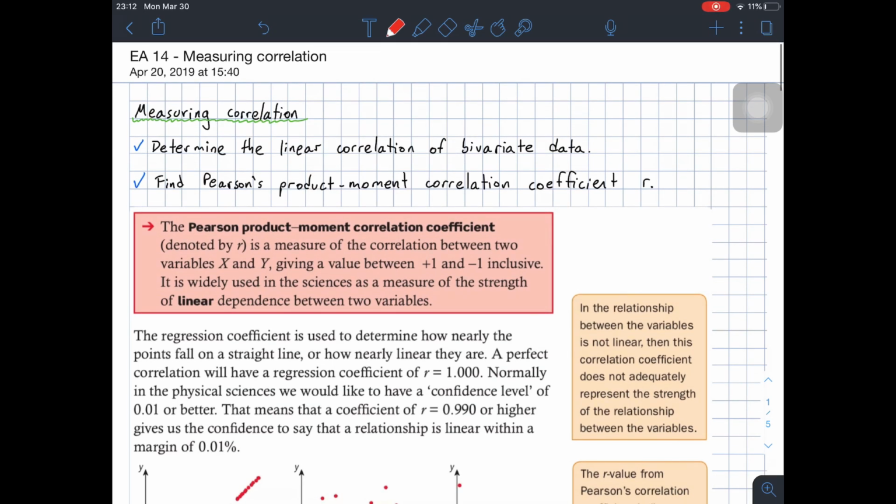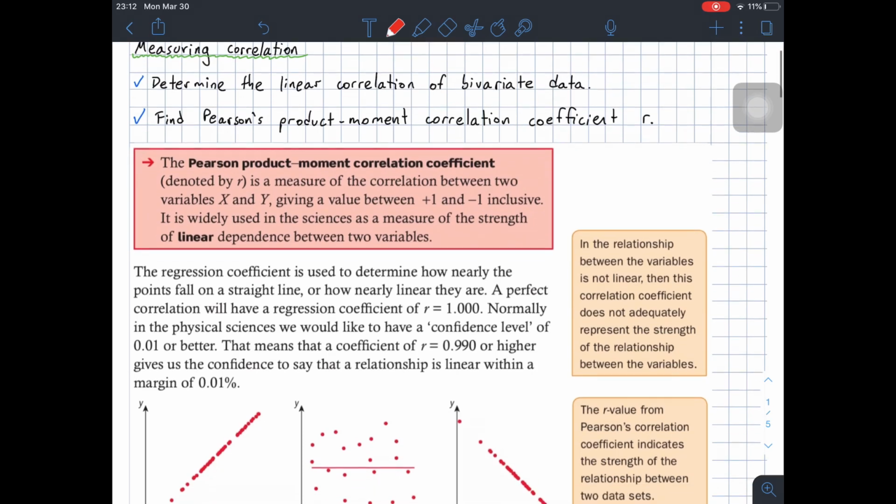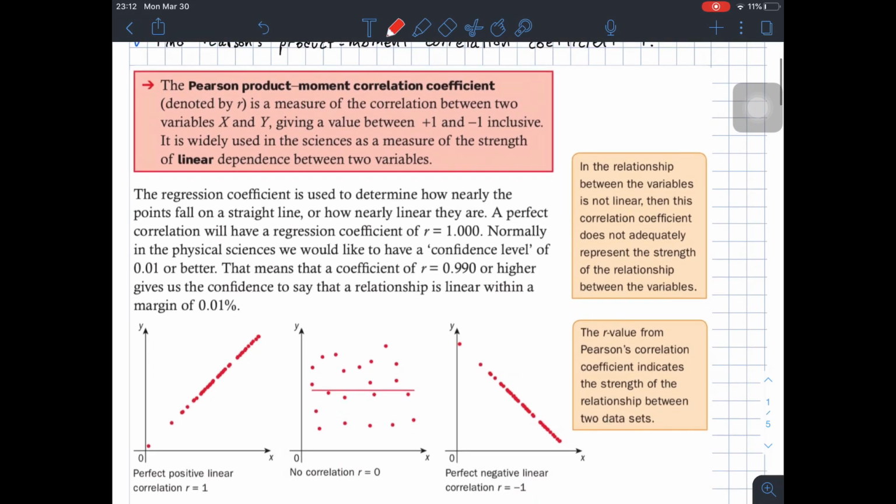The objectives of the class are two. First of all, determine the linear correlation of bivariate data. And number two, find Pearson's product moment correlation coefficient, also known as R, okay? We're going to see what that coefficient is and what it tells us about the relationship between two variables.